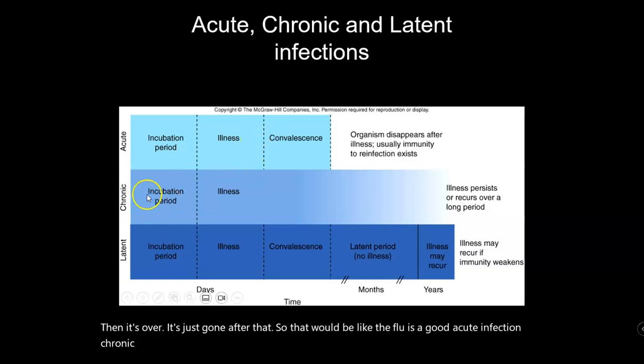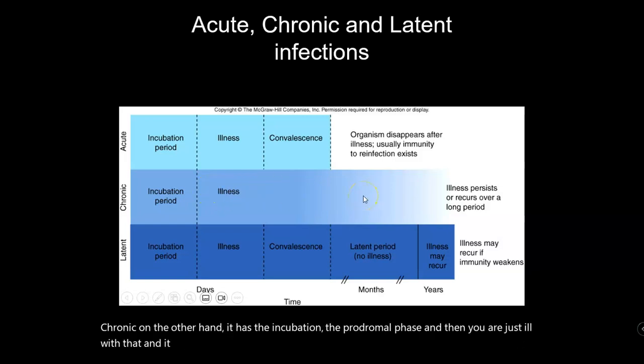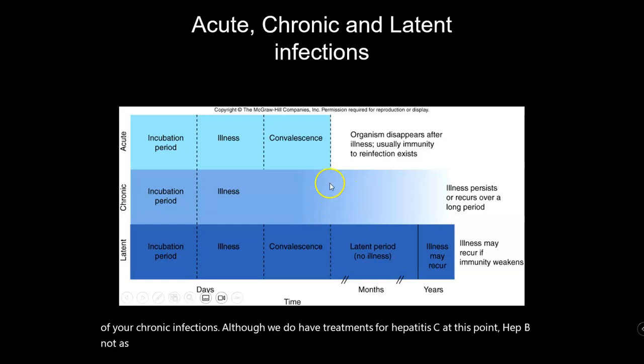Chronic, on the other hand, has the incubation, the prodromal phase, and then you are just ill with that and it doesn't go away. Hepatitis, like hepatitis B, hepatitis C, those are good examples of your chronic infections, although we do have treatments for hepatitis C at this point. Hep B, not as many for that one.